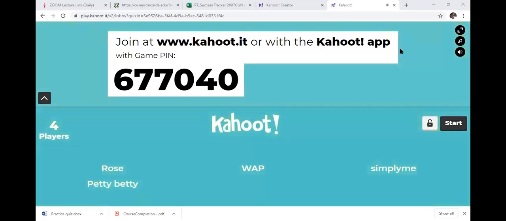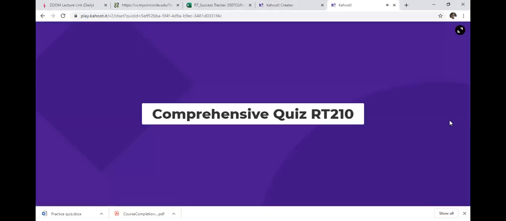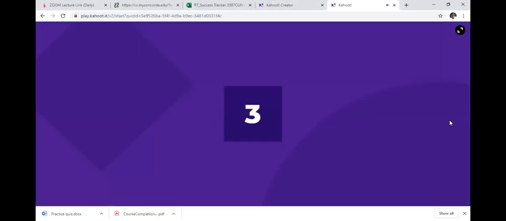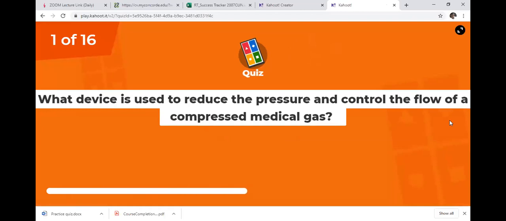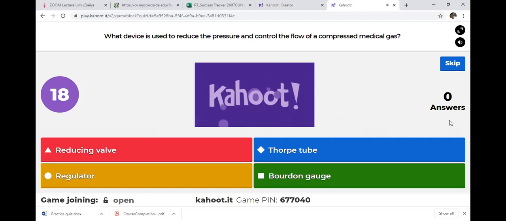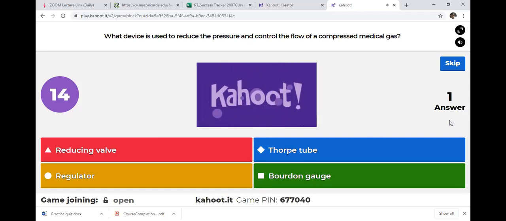Oh. All right, here we go. I'm about to push the start button and we're going to go. So be prepared. Comprehensive quiz, RT210B. Here we go. What device is used to reduce the pressure and control the flow of a compressed gas cylinder? Look at the shapes right there. Just pick one of the answers.